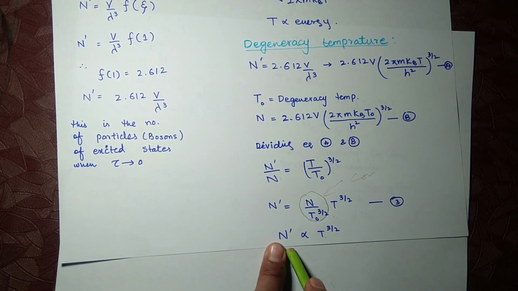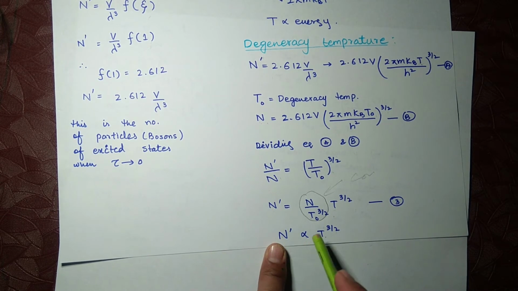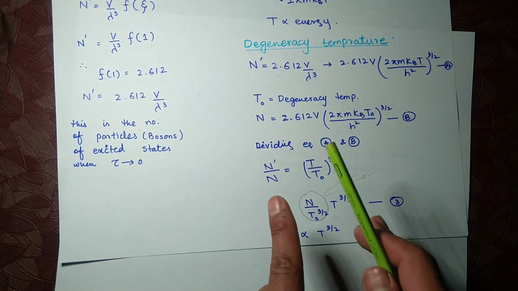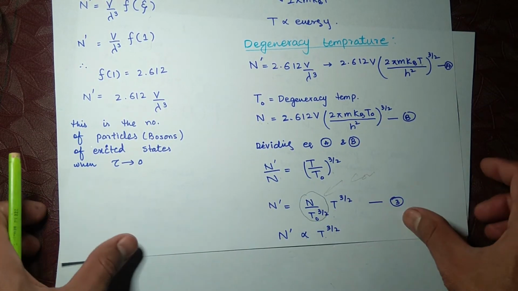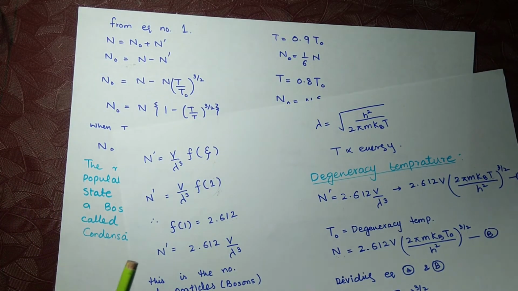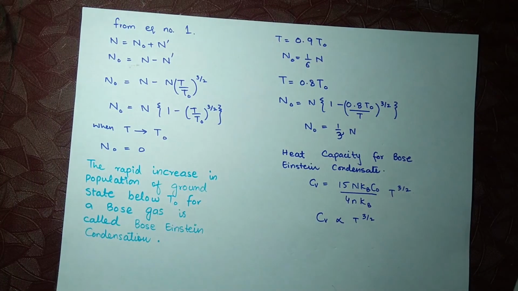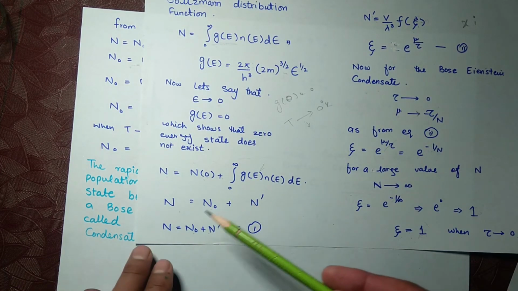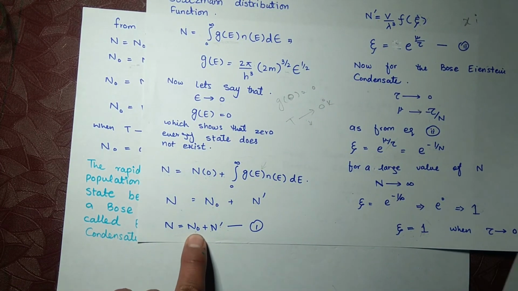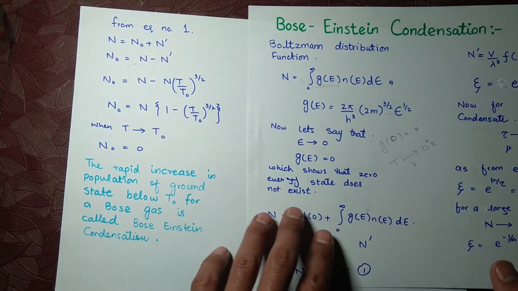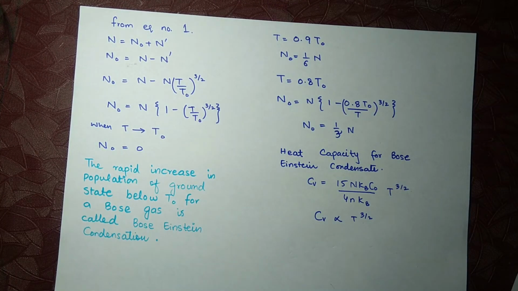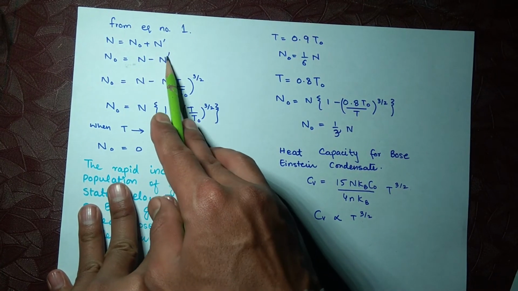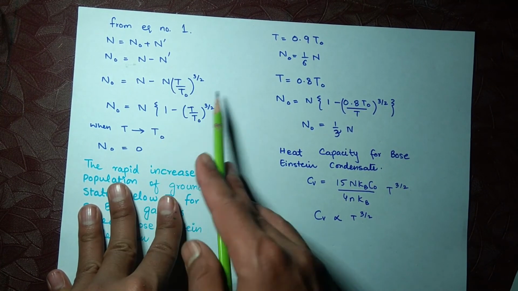The number of bosons in the excited states can be related with the temperature in the case of a Bose Einstein condensate. So let's talk about equation 1. What was our equation 1? Our equation 1 was n is equal to n naught plus n prime, the basic equation. From this equation, we are going to calculate n naught equals n minus n prime, basic steps.